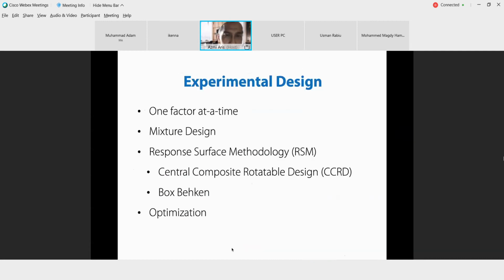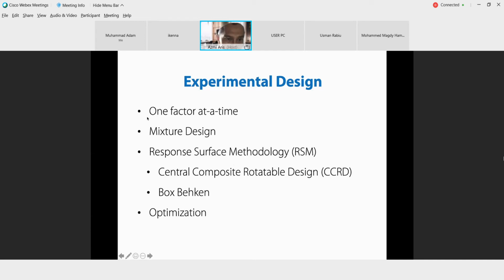So if you talk about experimental design, there are many approaches of experimental design. The traditional one is what you call one factor at a time. The statistical one, you have a mixture design or response surface methodology approach. And for response surface methodology, there are two commonly used methods: central composite design, and the other one is Box-Behnken. And if you want to do optimization, it is better being done statistically.